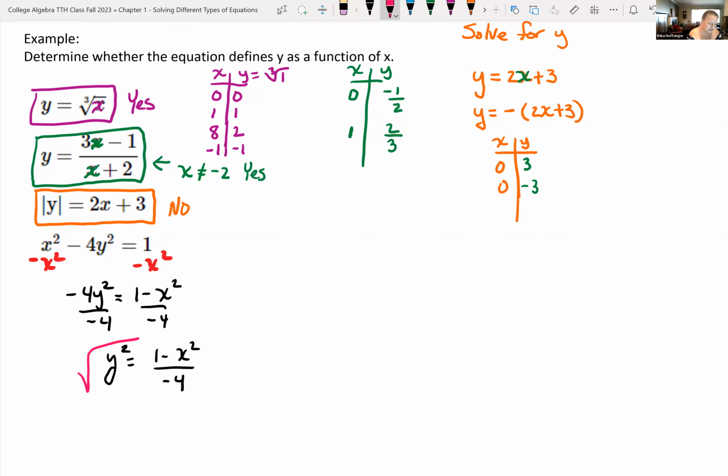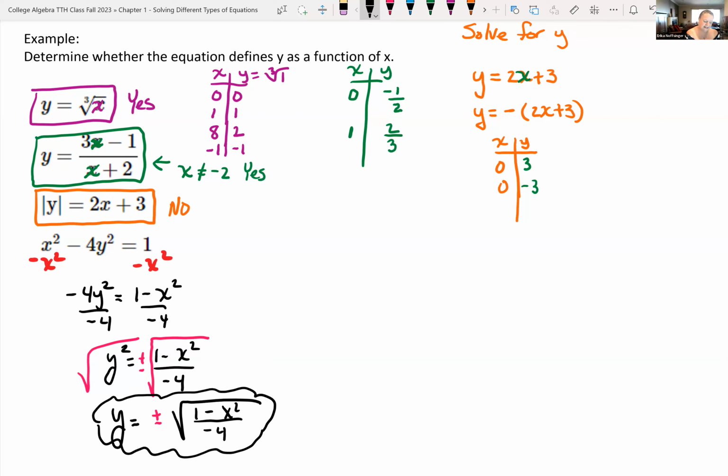But recall when we take the square root of both sides, we have to put plus or minus in front of one side. So we get y is equal to plus or minus the square root of (1 minus x squared) all over negative 4. So notice for one value that I plug in here for x, there's going to be times where I'm going to get back multiple values for y. And so this is not a function.